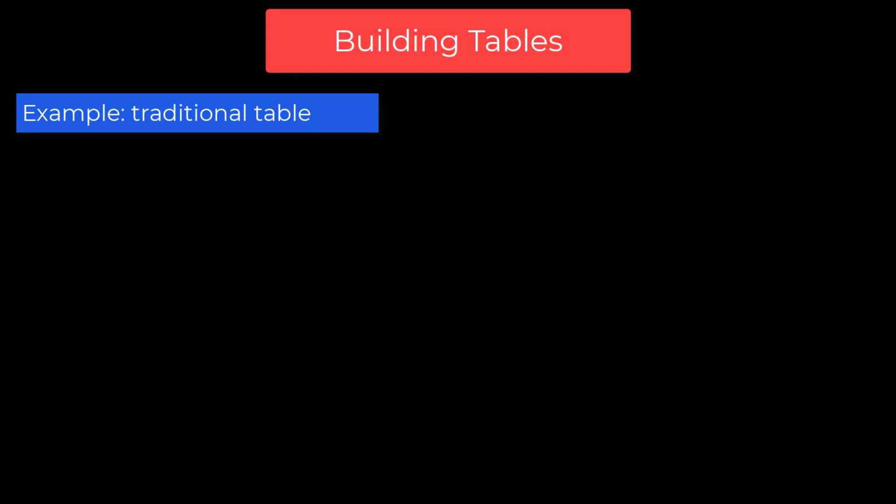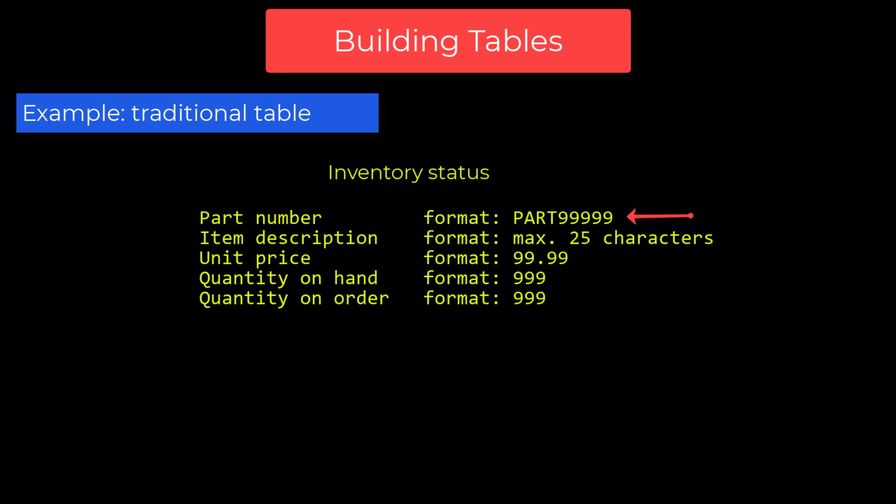Suppose we need to create a web page that describes the current status of our inventory, including a part number whose format is uppercase PART and 5 numeric digits, an item description, which is 25 characters or less, a unit price, which is of the format 99.99, that is 2 digits, decimal point, 2 digits, quantity on hand, which is 3 digits, and quantity on order, which is 3 digits.